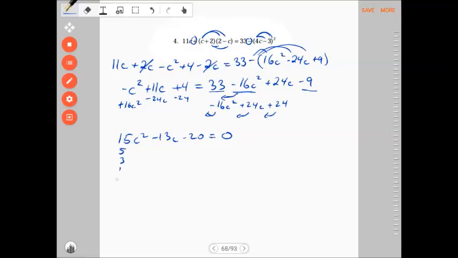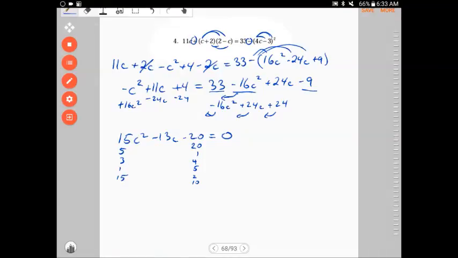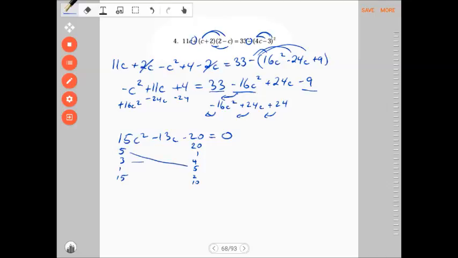So 5 and 3, 1 and 15. 20 and 1, 4 and 5, 2 and 10. We're looking for factors that subtract to 13. So we just quickly use inspection here. We're subtracting to 13. So there it is. It's 5 times 5 and 3 times 4. 3 times 4 is 12, 5 times 5 is 25, and of course those do subtract to 13. What kind of 13 are we looking for? A negative 13. So that's got to be a negative 25 and a positive 12. Those signs just back up.